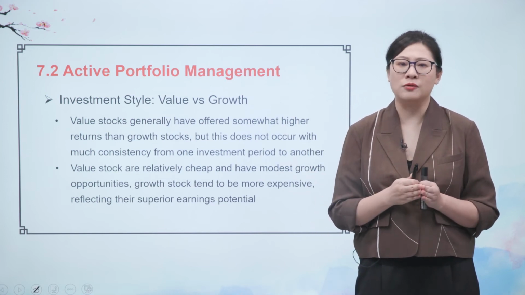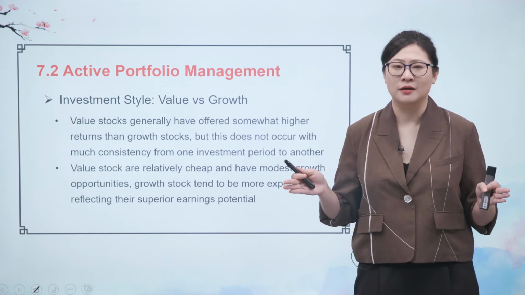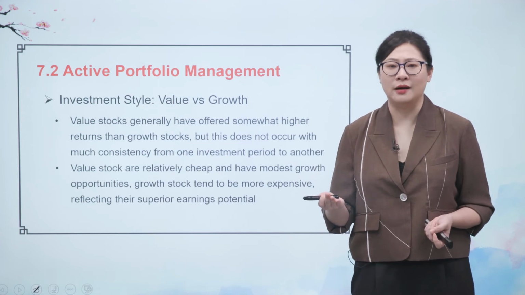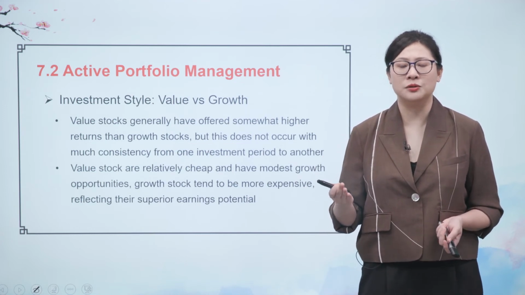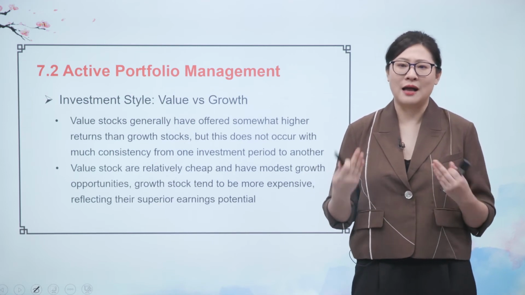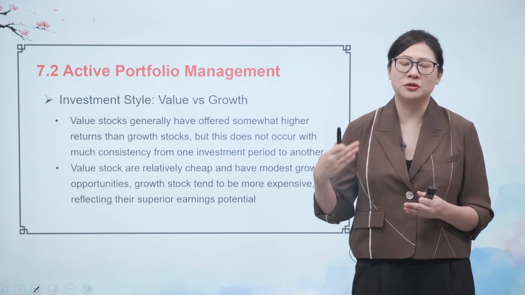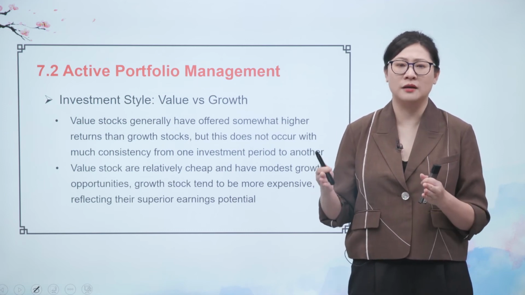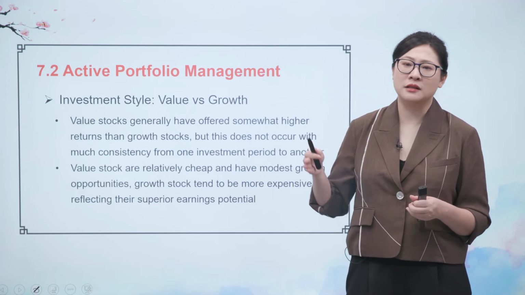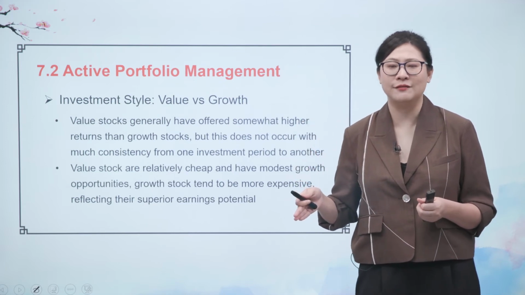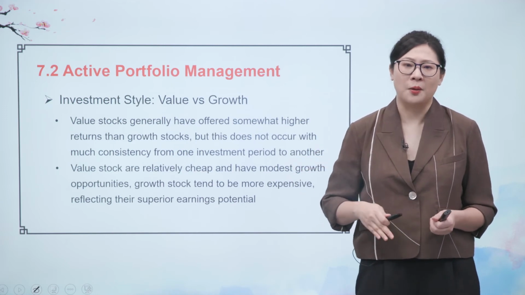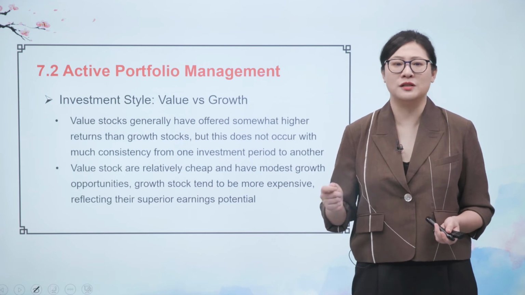But generally, if your time period is much longer, we will have this conclusion. Let me give you an example in China. In 2014, that period, value stock works better. But in the first half of 2017, growth stock was better, and in the second half of 2017 and 2018, value stocks worked better. So different periods may have different conclusions.